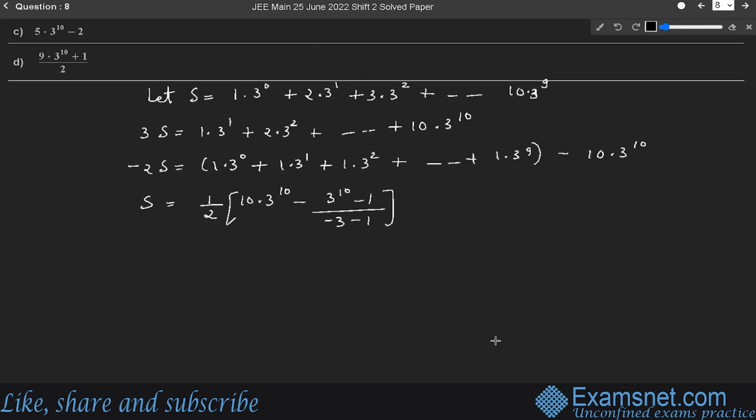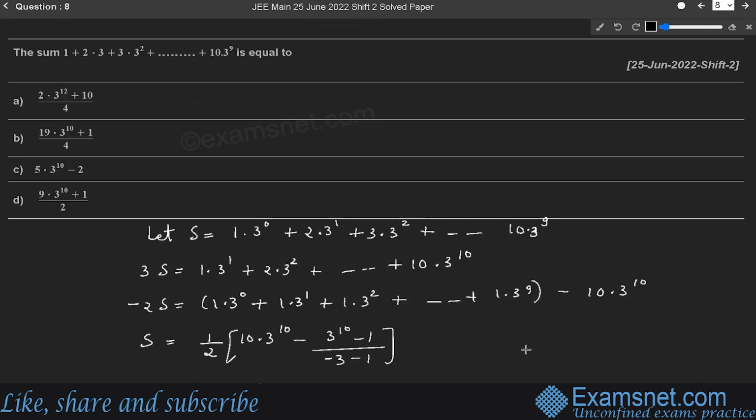Therefore, we can say that S will be equal to (19 into 3 power 10 plus 1) divided by 4. Therefore, the correct option for this question is option number B.